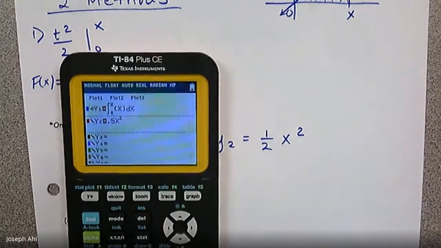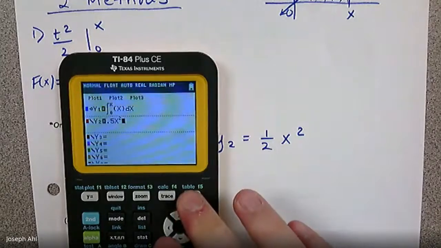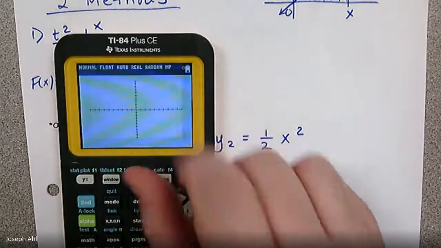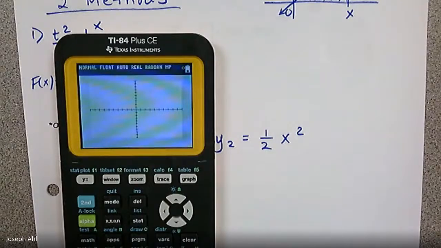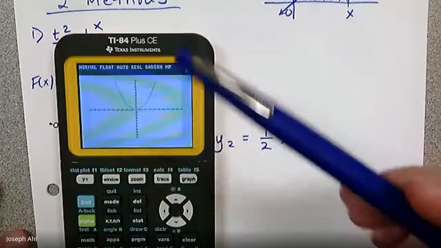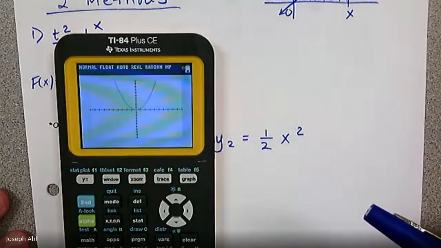Don't be too surprised if when you hit graph, it takes a little longer than you would expect. You can see it's really thinking hard about what it should be doing, because for every single value of x, it's graphing the function that represents this accumulated area. There we go. That's looking like 1/2 x squared to me. What we should see in a minute is 1/2 x squared in red copy right over the top of that. Let's see if that's true.